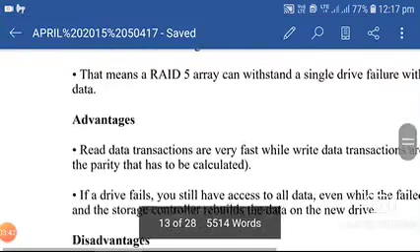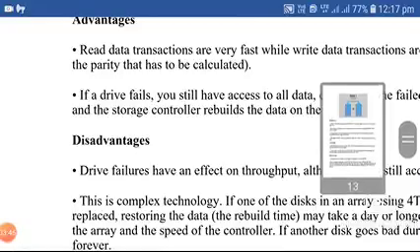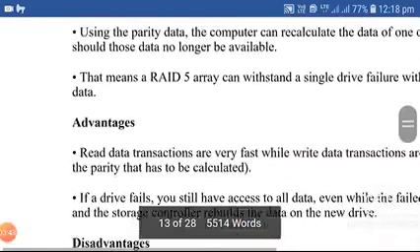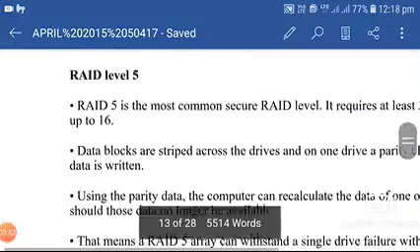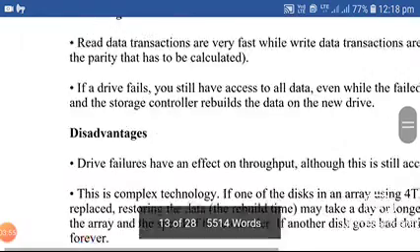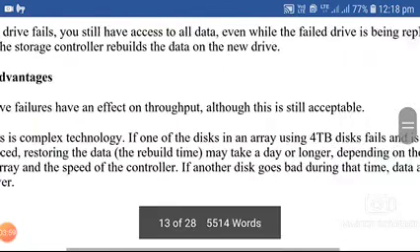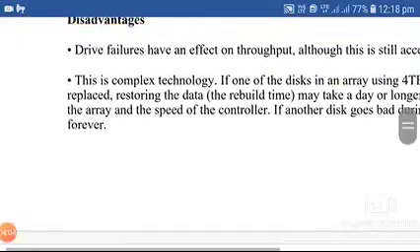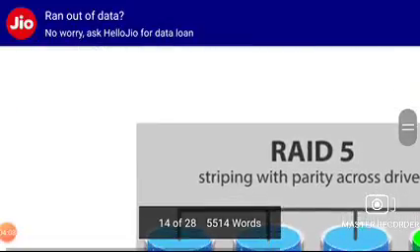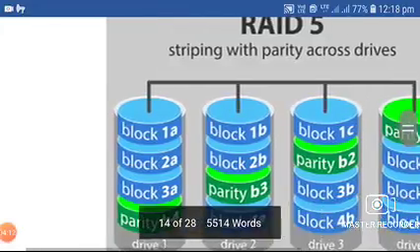The advantage of RAID 5 is that read data transactions are very fast while write data transactions are slower. If a drive fails, you still have access to all data even while the failed drive is being replaced. Disadvantage: drive failure has an effect on throughput. So this is a diagrammatic representation of RAID 5.